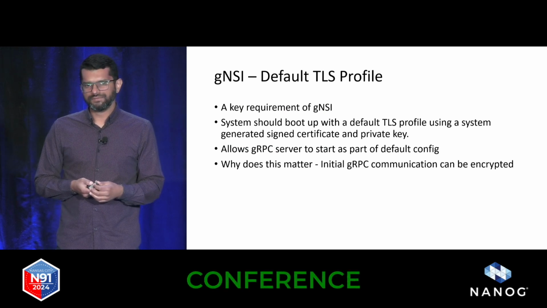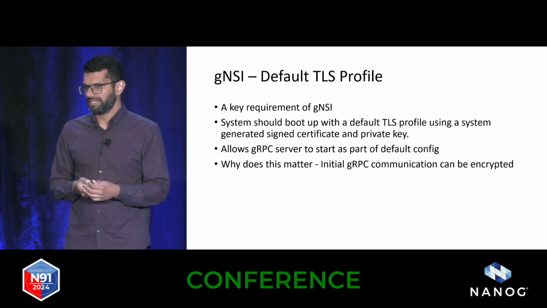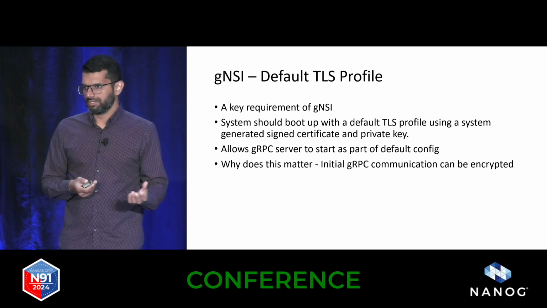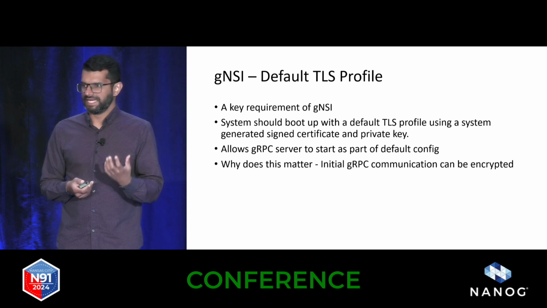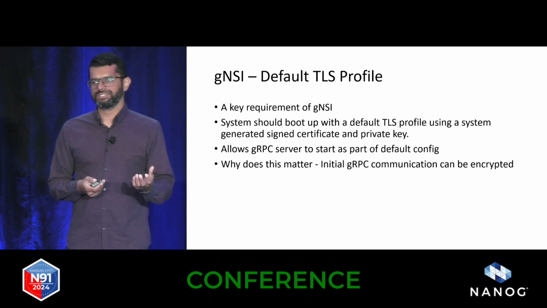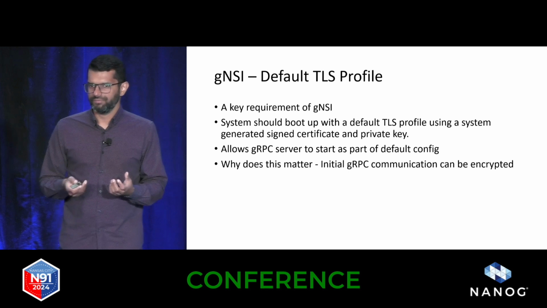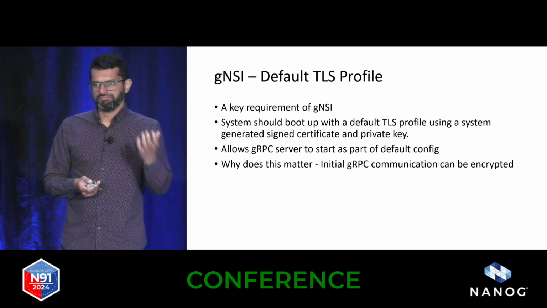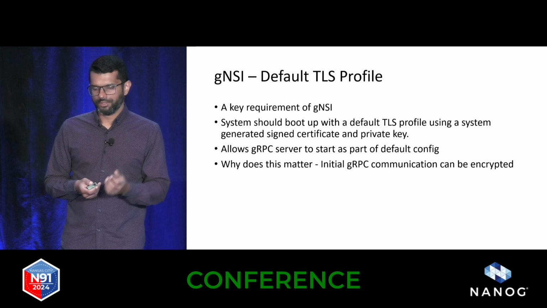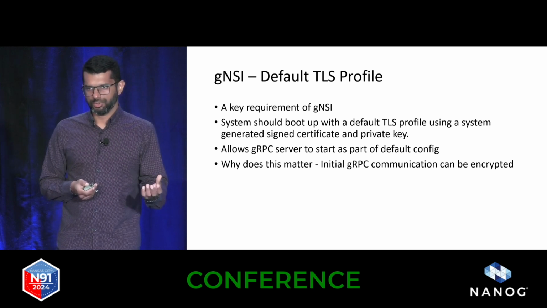One of the key requirements for gNSI is to have a default TLS profile on the router. When the router is shipped from the factory, along with the initial configuration of the router that comes from the factory, the router should have a default TLS profile. It should have a self-signed certificate so that our initial communication to the router is encrypted. So you remove that security risk of the initial communication with the router. The default TLS profile is there on the router, and you can select to use either the default TLS profile or create a new TLS profile and use that with your own certificates. Again, the key here is that the initial communication to the node is encrypted.